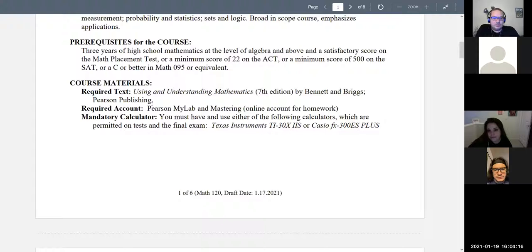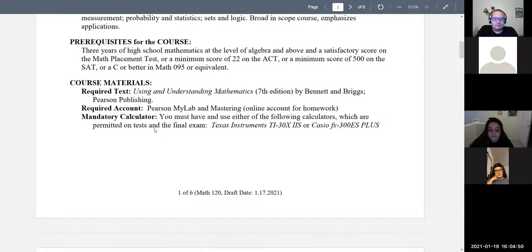We are also going to be using the Pearson MyLab and Mastering account for homework and quizzes. So you will need to have an account with them. If you have purchased a new book from the bookstore, it should include a Pearson account. If you bought a used book or haven't bought a book, I'm not sure about the digital books, but if you've bought a used book, then you'll probably have to purchase your own account with that.